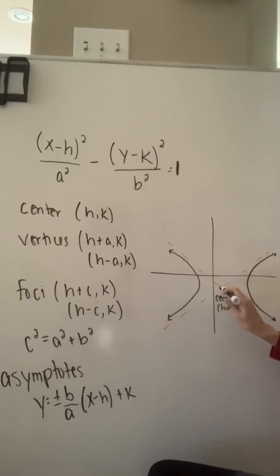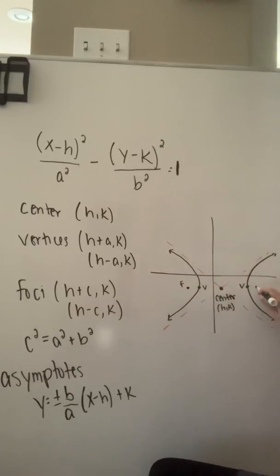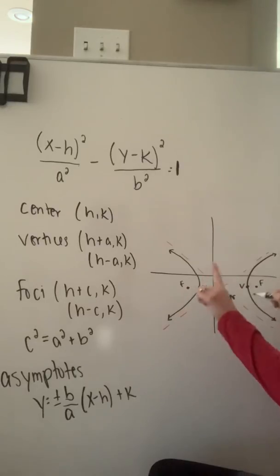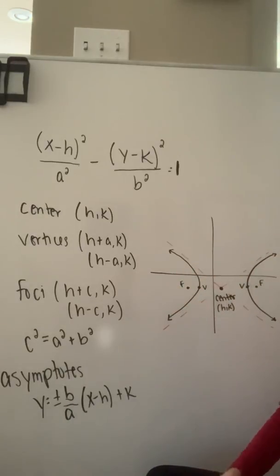From your center, when you do the plus a and the minus a, when you move to the left, this is a vertex. And when you move to the right, this is a vertex. Now on this one, your foci are going to go inside the parabola part. So on the left, your focus might be here, and on the right, it might be here. So your foci are actually going to be inside the parabola part, furthest away from your center. So that is the horizontal hyperbola.